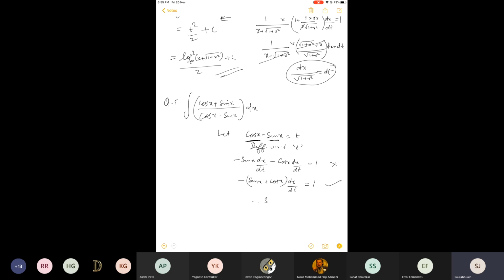What else you can do? You can multiply both sides by minus 1. Multiply both sides by minus 1. And finally, shift dt to the right hand side.